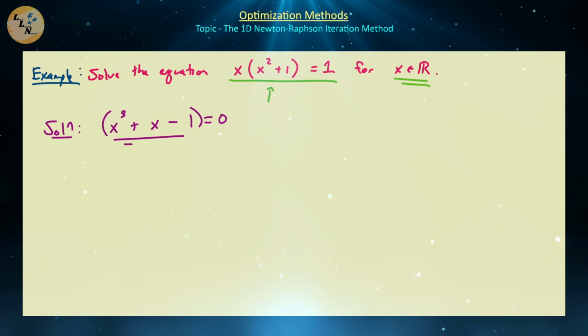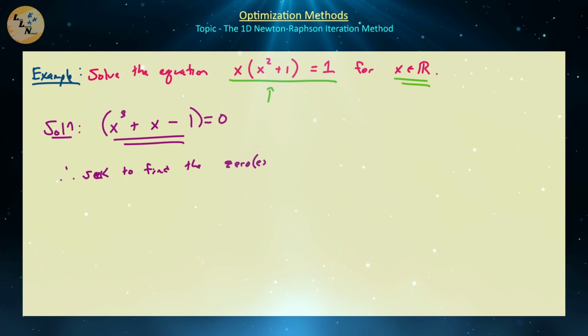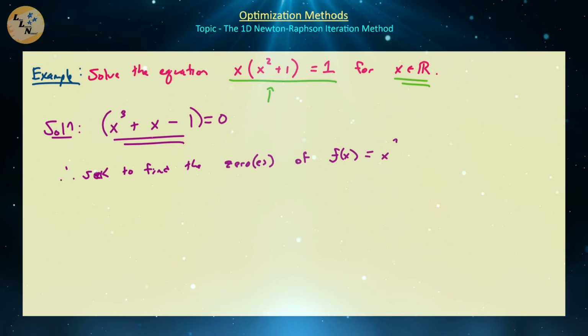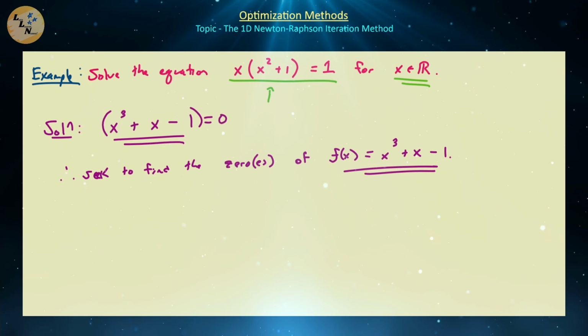So what we can do is we can treat this function as our f, so that means we seek to find the zero, or possibly zeros, of the function f of x is equal to x cubed plus x minus 1. So this is what we're going to be applying the Newton-Raphson iteration to.